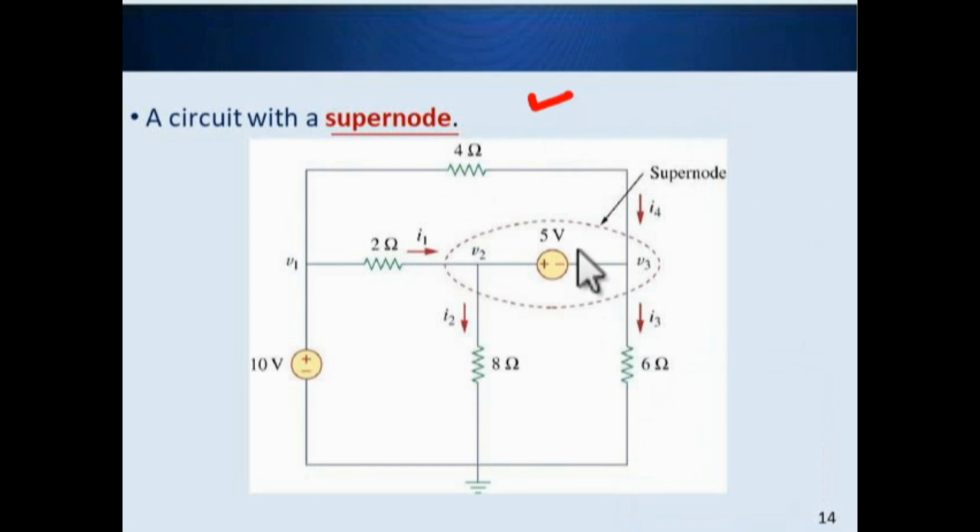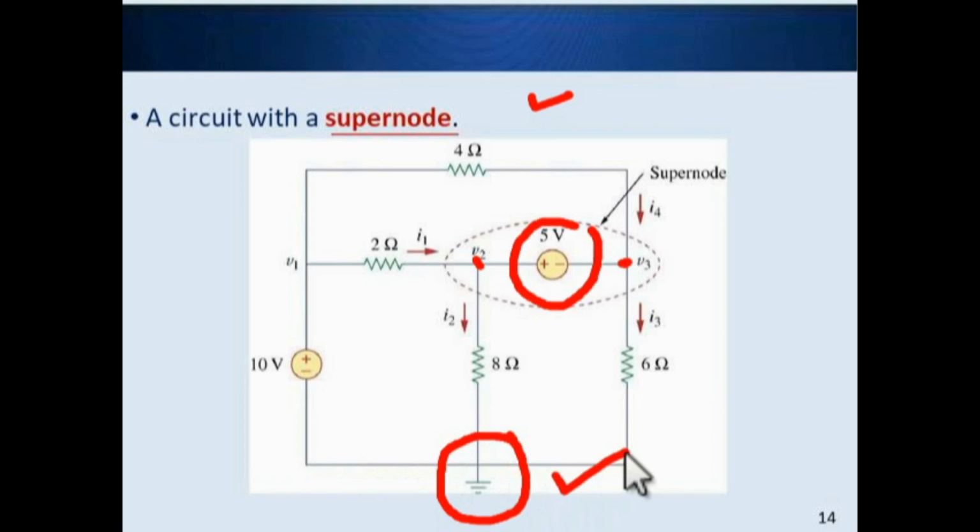Here you can see there is a 5 volt voltage source directly connected between two non-reference nodes, because the reference node is at the bottom. You always consider as reference the node connected to the minus terminal of this voltage source. So basically this node is considered the reference node, and there is a battery between two non-reference nodes.